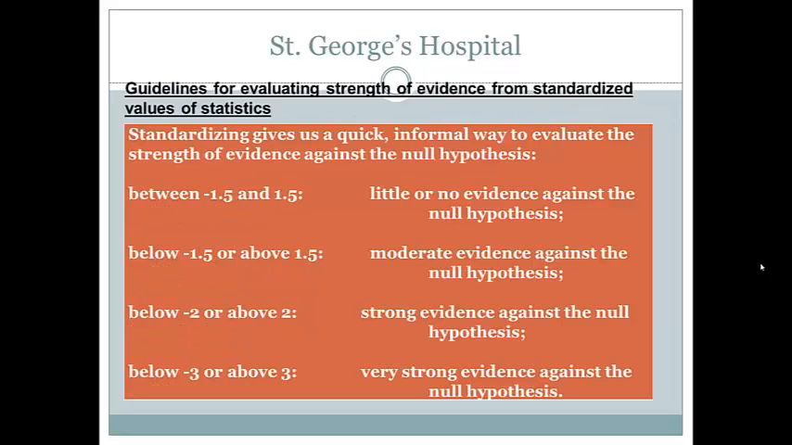So the value of a standardized statistic gives us immediately a way to assess the strength of evidence. If the standardized statistic is between -1.5 and 1.5, we are near the middle of the null distribution, so there's little to no evidence against the null hypothesis. The observed statistic is fairly typical. If we're below -1.5 or above 1.5, that's moderate evidence against the null hypothesis. Below -2 or above 2 is strong, and below -3 or above 3 is very strong evidence against the null hypothesis.